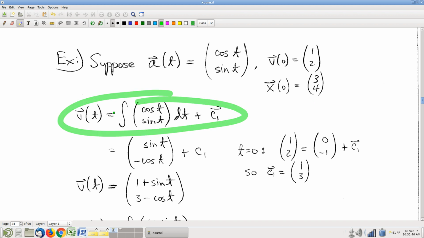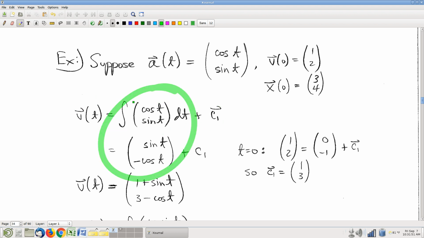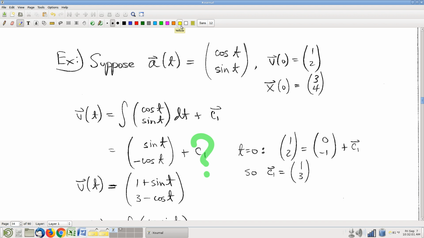Velocity is the antiderivative of acceleration. Easy antiderivatives, one component at a time. Wait a minute, what's this constant here? Now, don't make the standard mistake. The classic blunder is for students to think that constant's always the initial value.